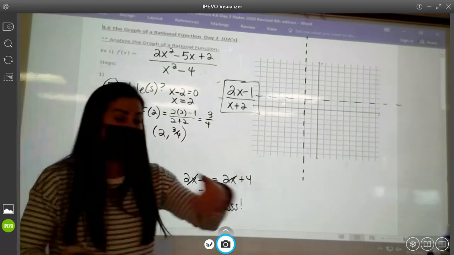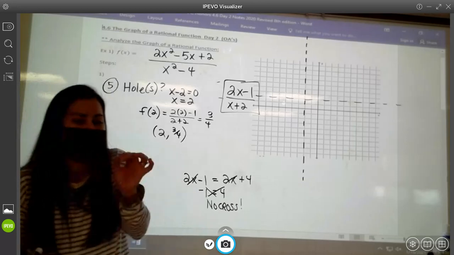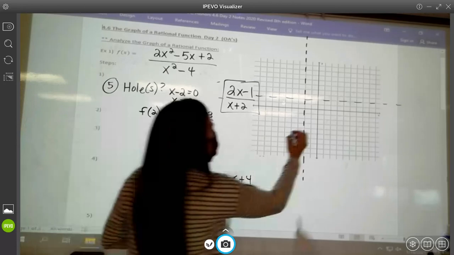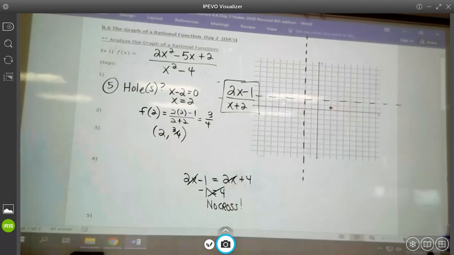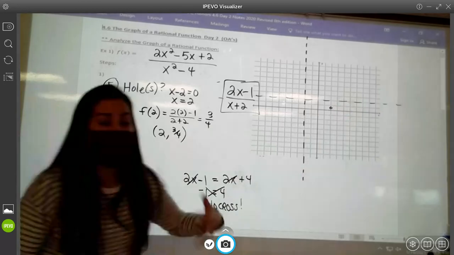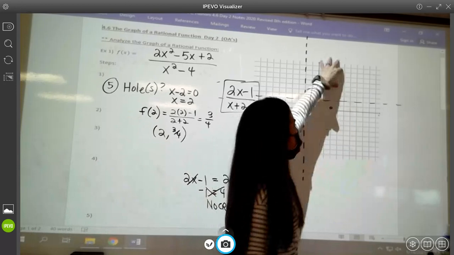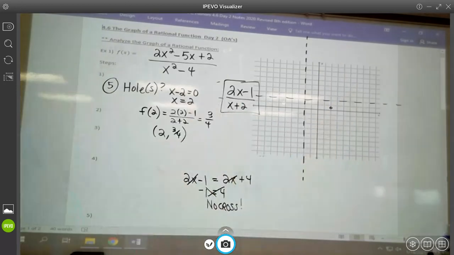So a hole is a point that your graph is going to pass through. It's just that your graph actually doesn't exist at that one point. So go to the point (2, 3/4) and put an open circle. It's a clue. We now know, guess what? The right curve is in the bottom box, not the top box, because that's a point that our curve has to pass through.